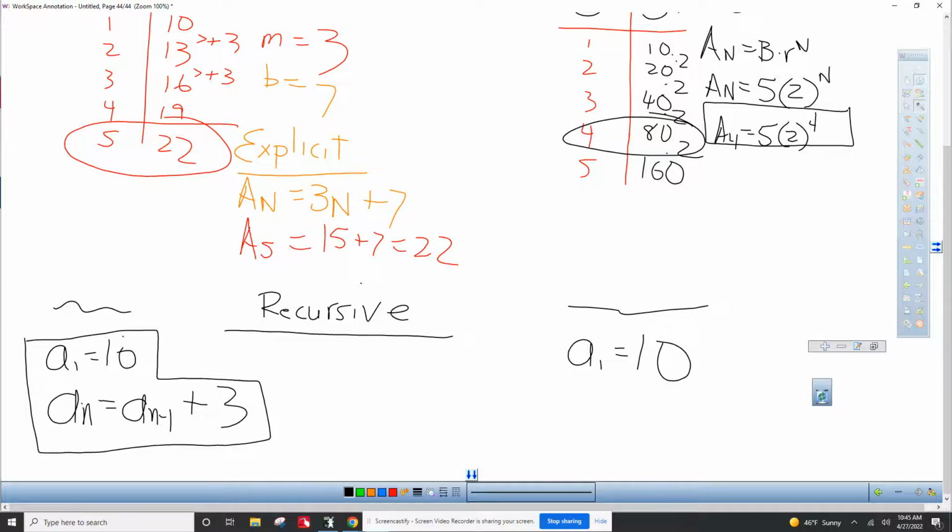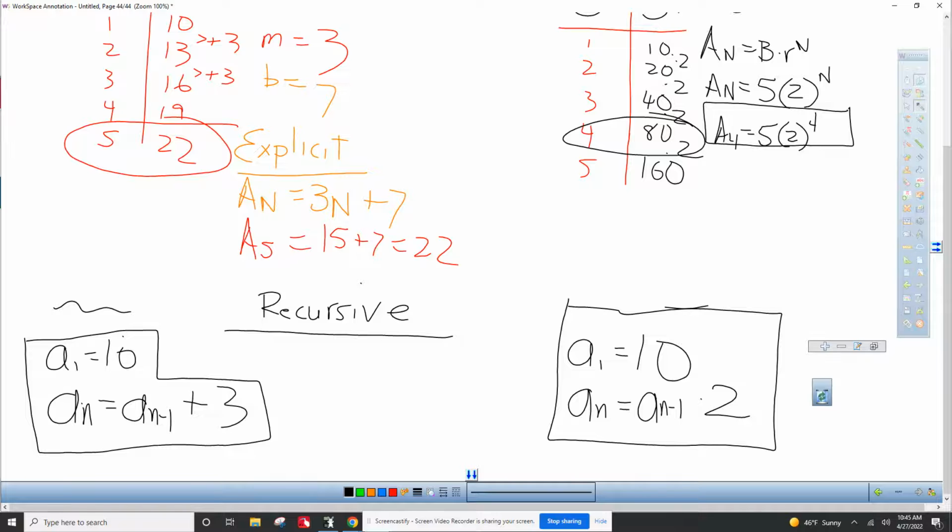So how do we do this recursive? Well, to find a sub n, any number, I take the previous number, a sub n minus 1, and I multiply by 2. So all of this is the recursive for that one.